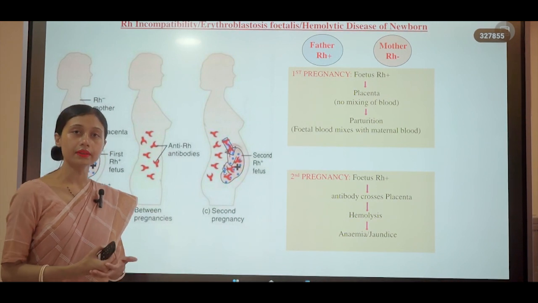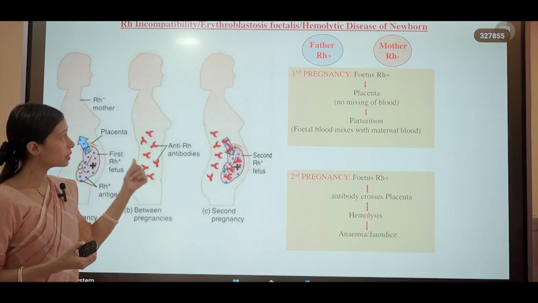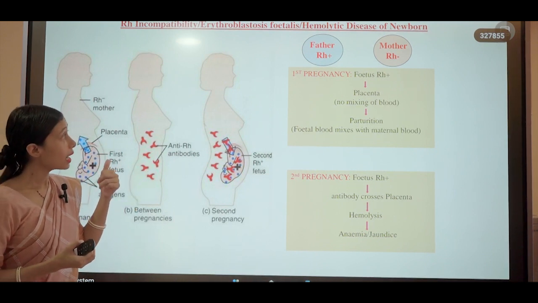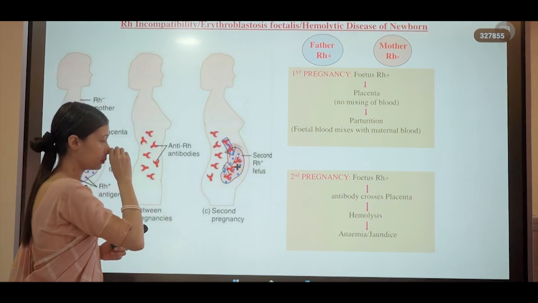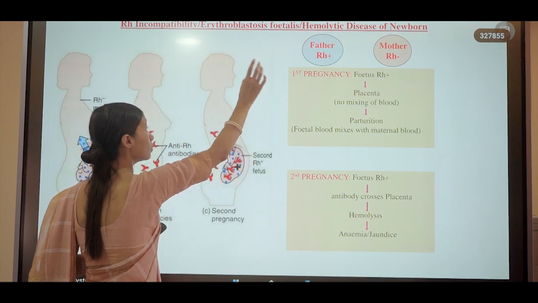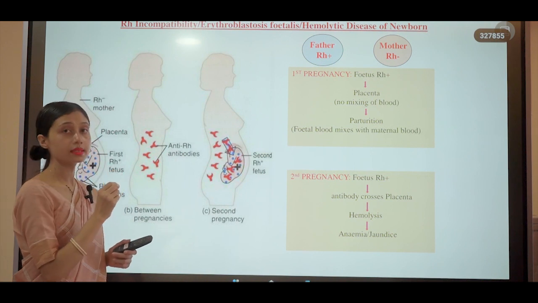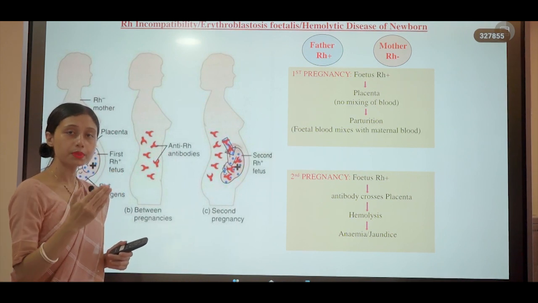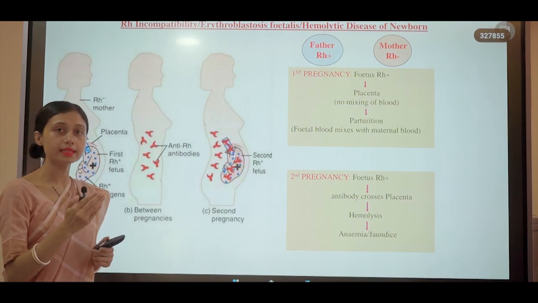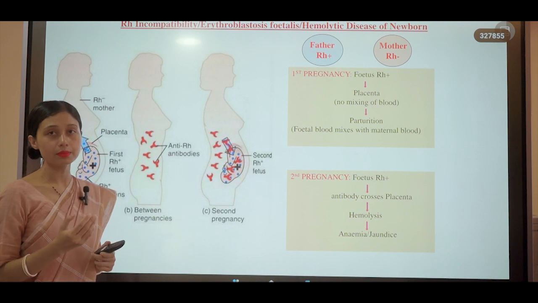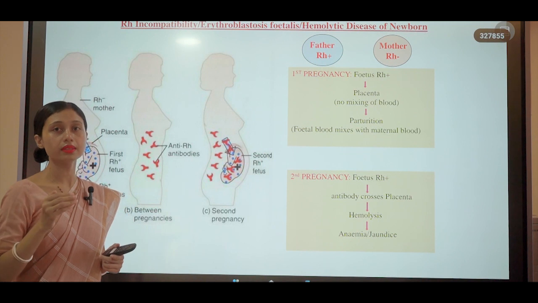So, let's discuss a condition which is known as Rh incompatibility or Rh mismatching. This condition occurs when an Rh negative mother is expecting a child with Rh positive blood. Let's understand it simply: the father is Rh positive, the mother is Rh negative and the fetus is Rh positive. During the first pregnancy, what happens? The placenta ensures no mixing of the fetal and maternal blood. But during childbirth, or parturition, a little amount of fetal blood mixes with the maternal blood.